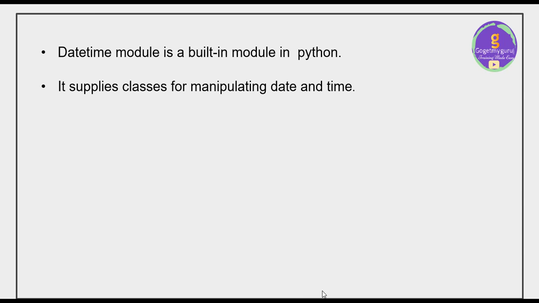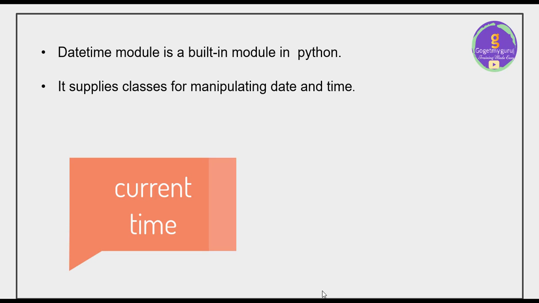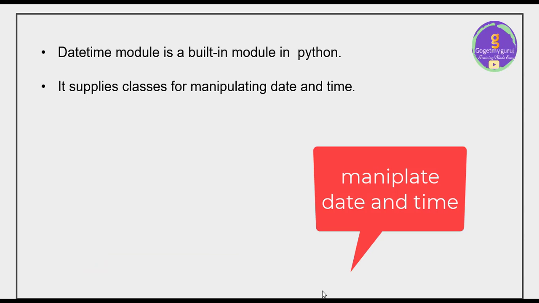The datetime module is a built-in module in Python. Why do we use this datetime module? The datetime module supplies classes for manipulating date and time. Using this datetime module, one can get the current time as well as modify or manipulate the date and time.